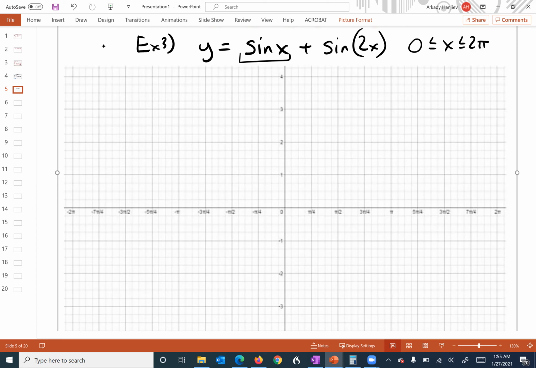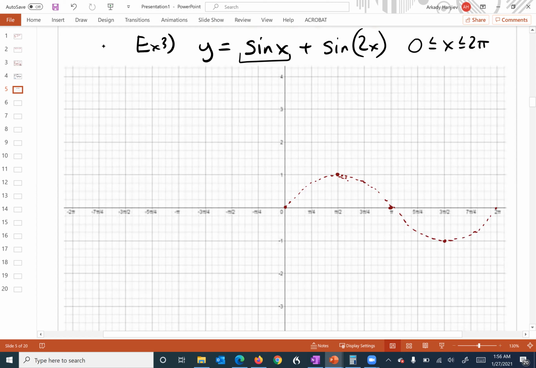I'm going to start off 0, 0. That's when it starts. Hits a high point at pi over 2. Hits a 0 at pi. Hits a low point at 3 pi over 2 and back to 0. So here's my sine curve stretching out. There it is. Okay, there's that one.